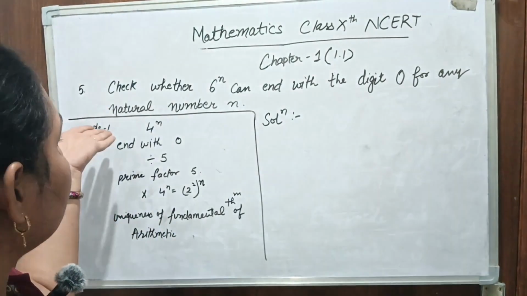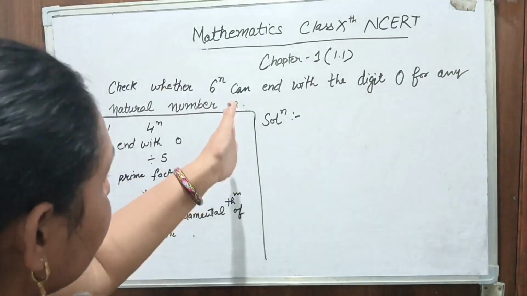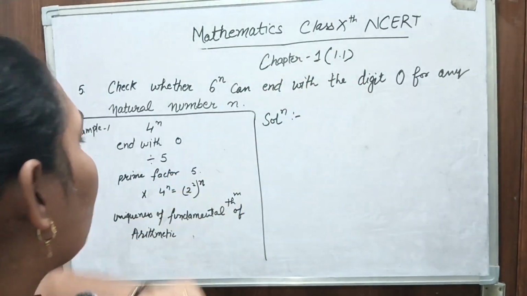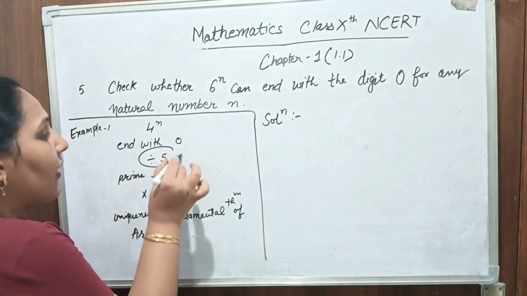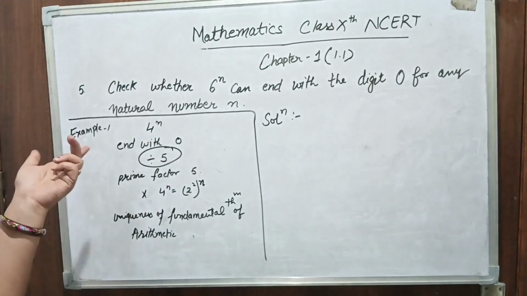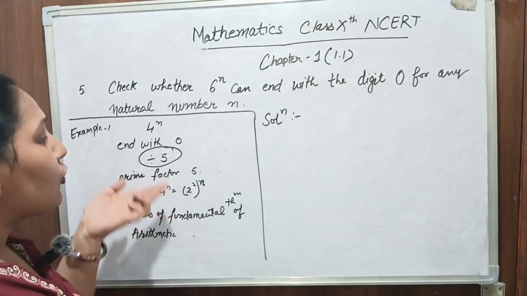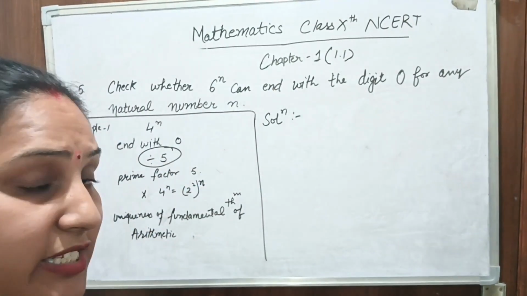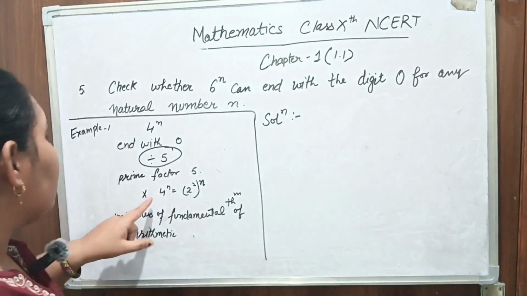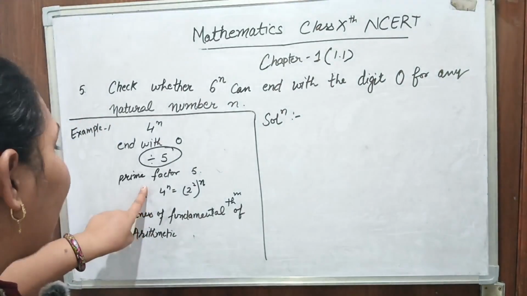If 4 raised to the power n can end with the digit 0, it must be divisible by 5. If it has to be divisible by 5, then 5 must be one of its prime factors. So we are checking its prime factors.